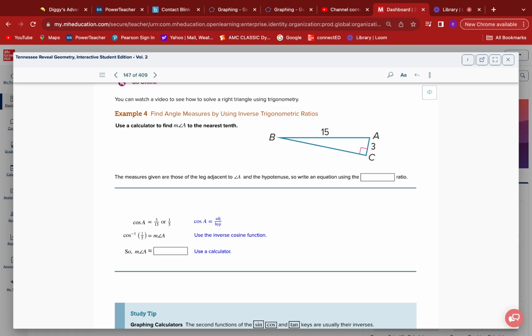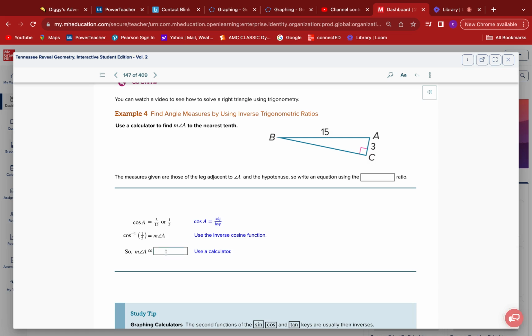On mine, it's a green sine to the -1, which means I have to hit my green button, then hit my sine button to pull up inverse sine, or green button, then cosine button to pull up inverse cosine. You might have to hit a yellow button. Who knows? Depends on what kind of calculator you've got. But I'm going to have to hit my green button, which is my second button, and then cosine to pull up that cosine to the -1. And then I'm just going to put in 3 divided by 15. And I'm going to hit enter.